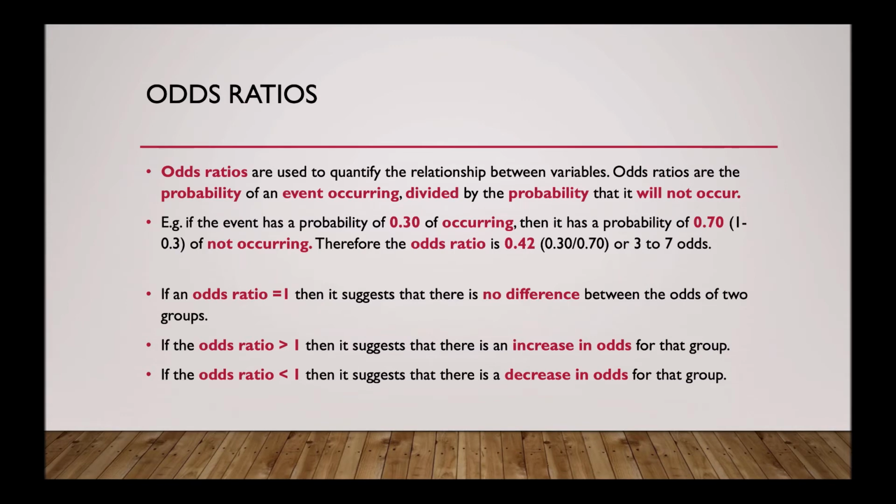If an odds ratio equals 1, then this means that there is no difference between the odds of the two groups. If the odds ratio is greater than 1, then this means that there is an increase in odds for that group. And finally, if the odds ratio is less than 1, then this means that there is a decrease in odds for that group.